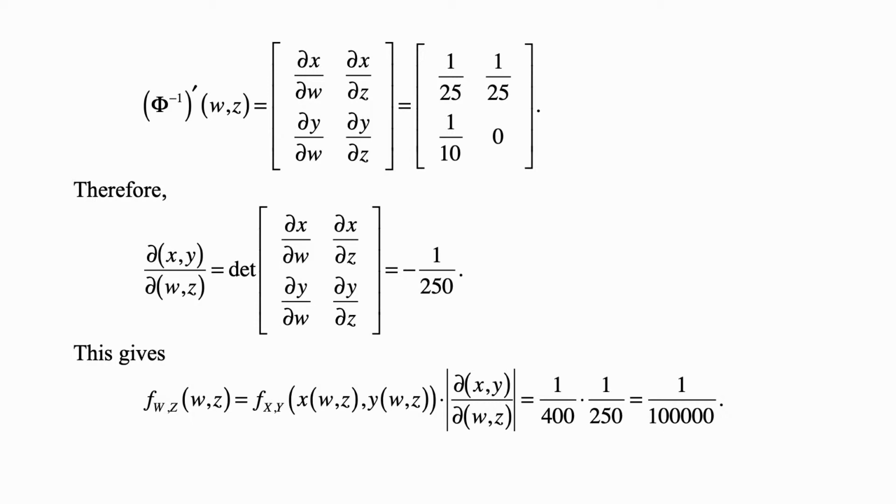And f sub wz of wz is equal to f sub xy of x that corresponds to wz and y that corresponds to wz, times the absolute value of this Jacobian determinant of the matrix of the partial derivatives of the inverse. And that's equal to 1 over 400 times, because the density of xy is of course constant, 1 over 400, times 1 over 250, so that's 1 over 100,000.